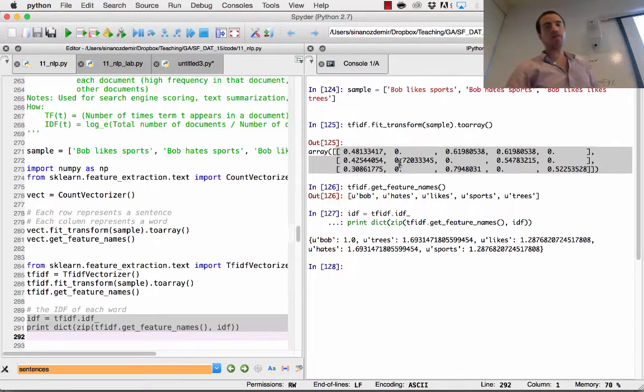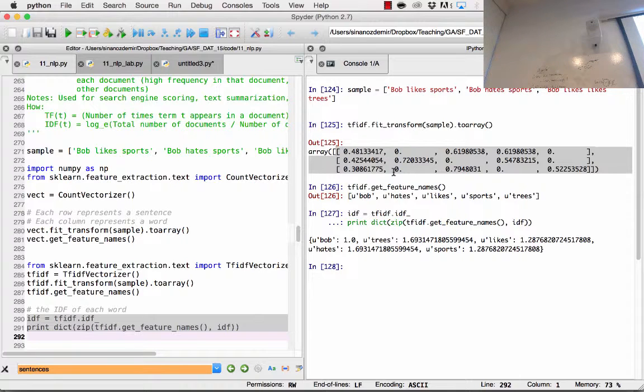So notice again, we have 3 rows and 5 columns. 3 rows because we have 3 sentences. 5 columns because we have 5 unique terms. Bob, likes, hates, sports, trees. Now, the zeros mean that either term frequency was 0, IDF was 0, or both. In this case, we know all the IDFs are not 0. So when you see a 0, it's because it's term frequency times inverse document frequency, and the term frequency was 0.